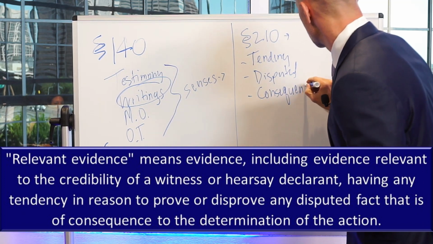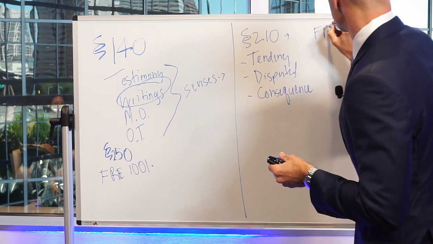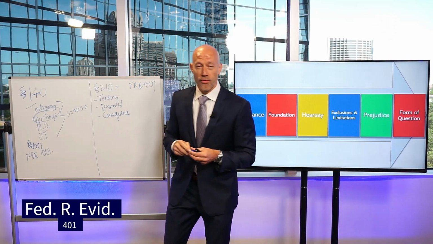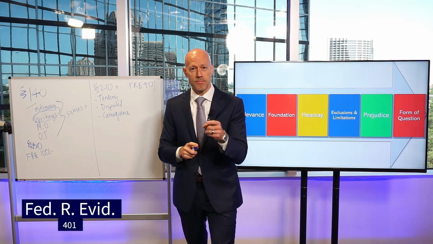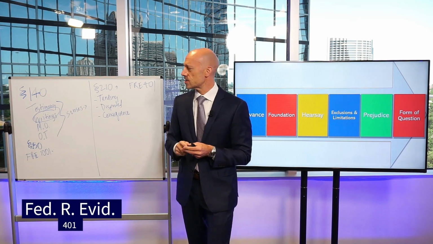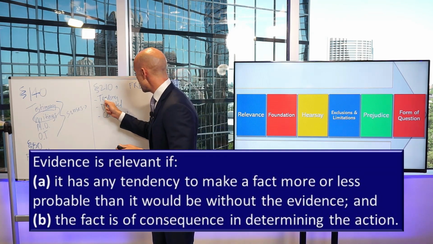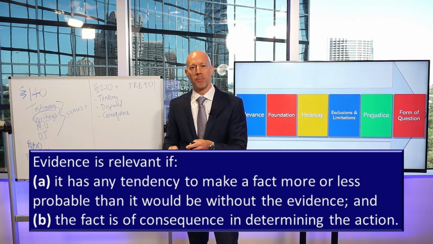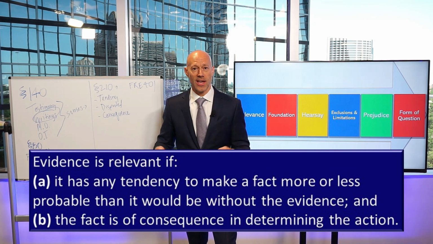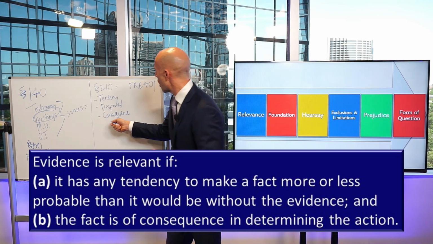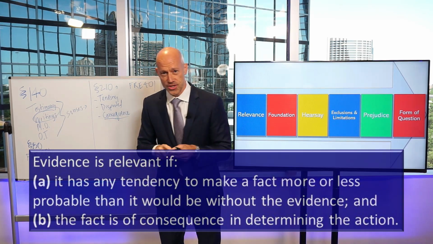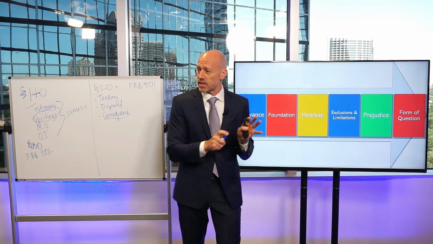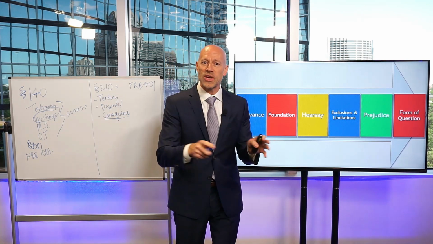That's relevance. Same thing in the federal rules. You have Federal Rule of Evidence 401. And 401 has two subparts, A and B, and the definition is very close. It says that evidence is relevant if it has a tendency to make a fact more or less probable than it would be with or without the evidence. And then B, it's of consequence in determining the action. And so that's what we want to look at when we're looking at social media evidence. Is it relevant? Apply that rule. Then we get to authentication.